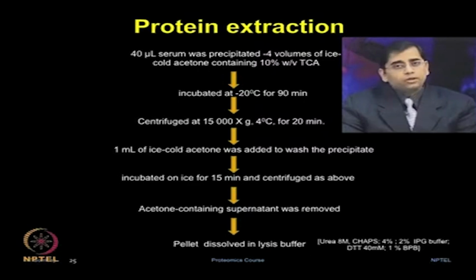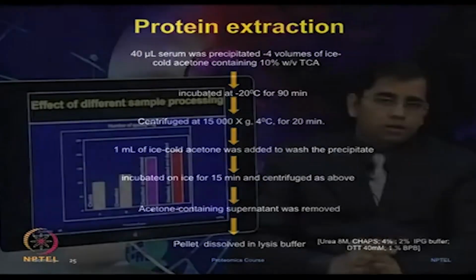Then it was incubated on ice for 15 minutes, and again centrifugation was performed. The acetone-containing supernatant was removed, and then the pellet was dried in the lysis buffer. The recipe for the lysis buffer we talked about earlier when we discussed sample preparation, which is also mentioned in the slide here. You can use urea, CHAPS, IPG buffer, DTT and BPB.